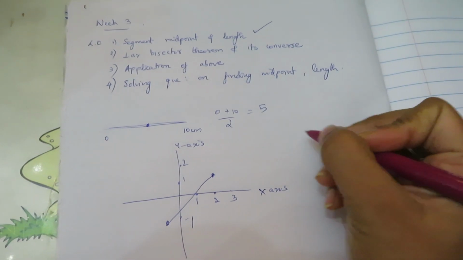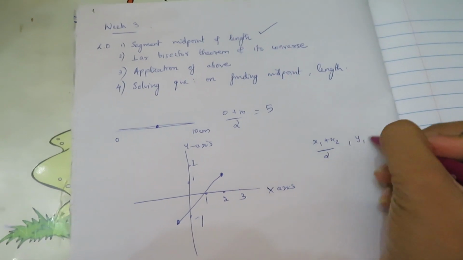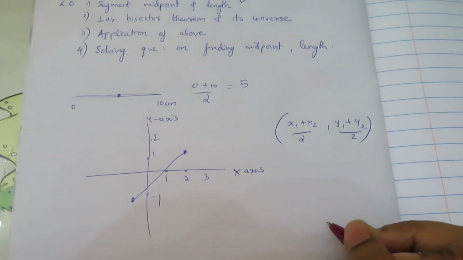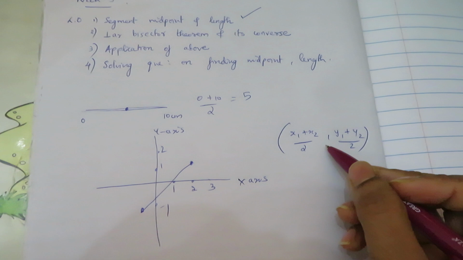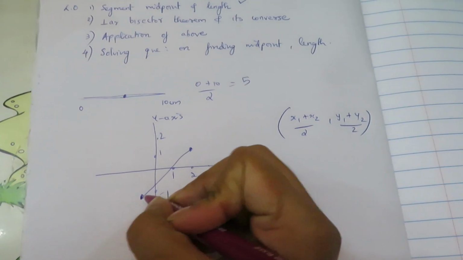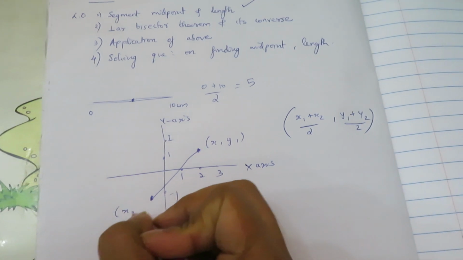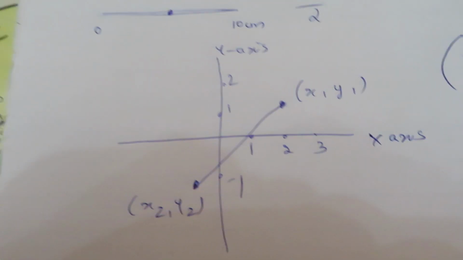There is a formula which is x1 plus x2 by 2 comma y1 plus y2 by 2, which gives us the midpoint of the segment. So for that, what is the first step? Step 1 will be to mark these coordinates. One could be x1, y1 and the other will be x2, y2. Okay, you put a small comma in between. This is how you mark the coordinates.